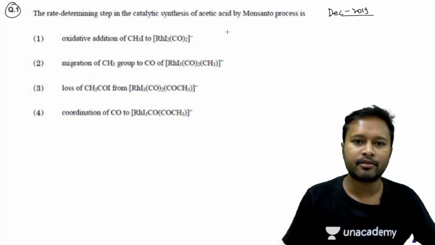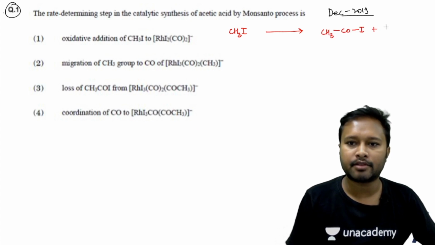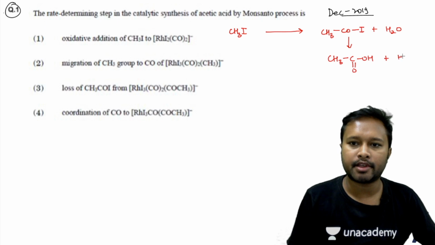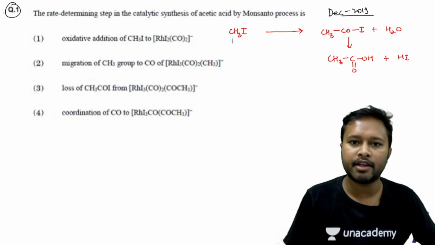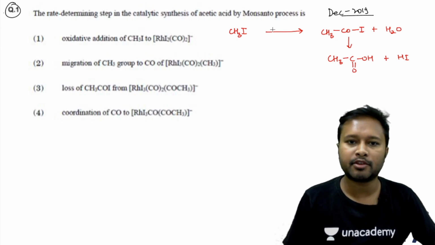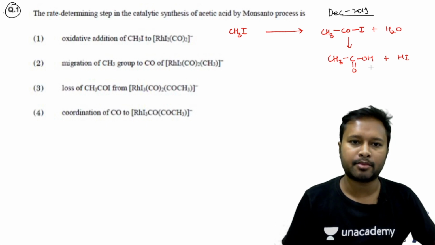The use of this Monsanto process is to take methyl iodide and convert it into CH3COI plus water, and later on after hydrolysis of this, to convert this into acetic acid, CH3C double bond OH, and plus HI. That's what is going to be. So this is the Monsanto process in which we take methyl iodide and convert it catalytically, using the catalyst, to form acetic acid.